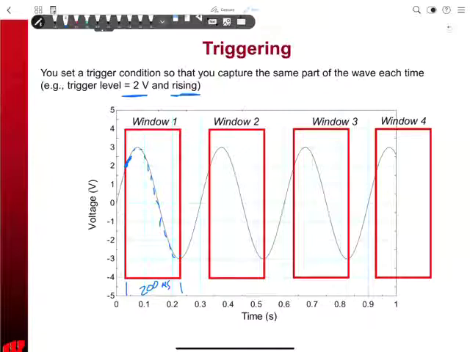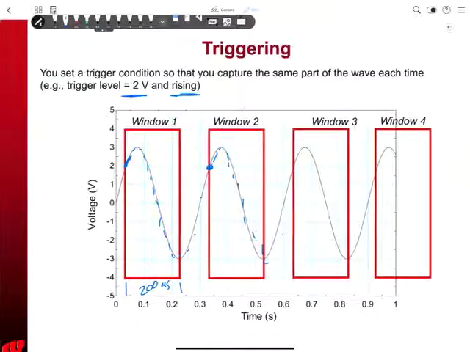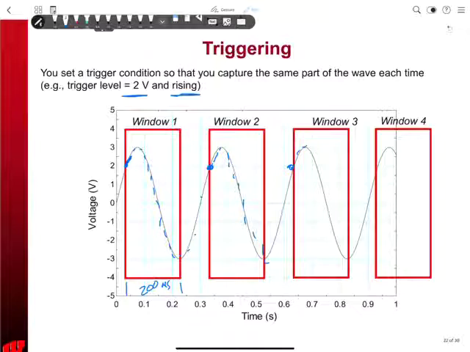Now, rather than starting the next recording right away, I say, no. Wait until you're at positive 2 volts and an increasing voltage. So it waits until we get here. And we say, 2 volts, yeah, it's on its way up. Display that. And then wait, 2 volts on its way up. Display that. Wait. Okay, 2 volts on its way up, display that.